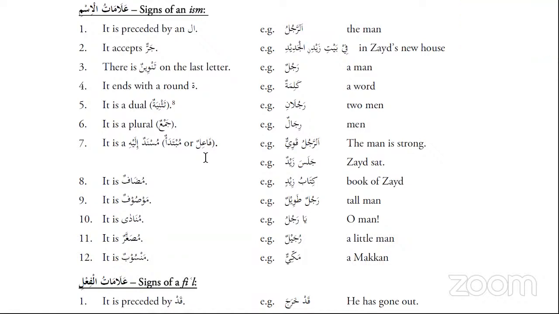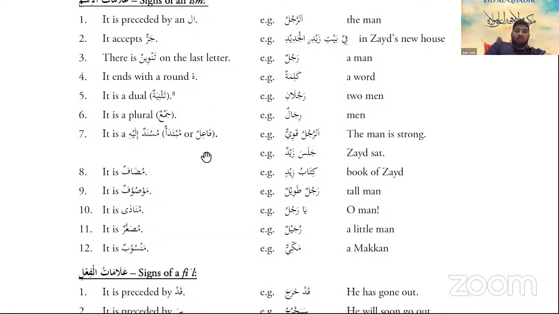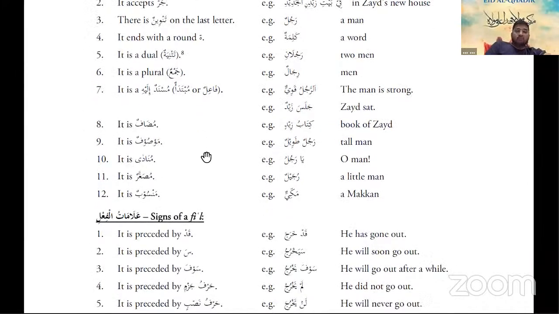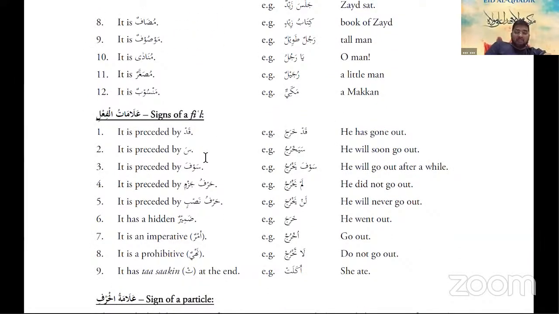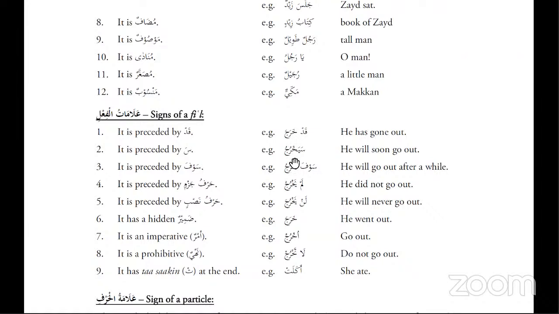Then we have the signs of the fi'l, the verb. Now, these are the 12 signs of the noun, and there are now 9 signs for a verb. Correct. It is preceded by qad. So whenever qad comes in front of any word, you'll know that the word after qad is always a verb. Qad kharaja.